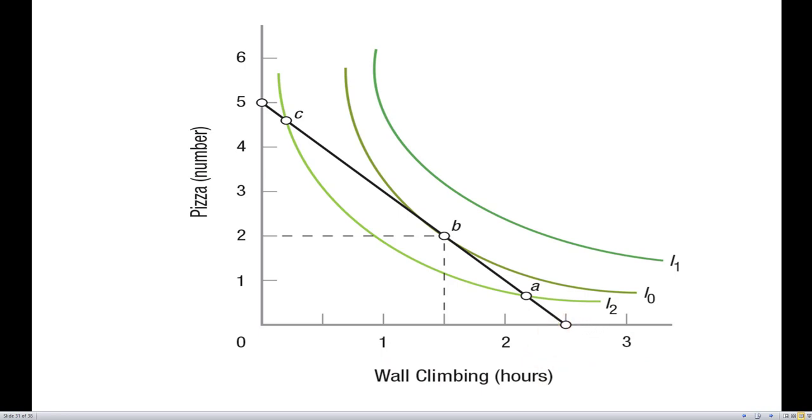So what do you think is going to be the optimum consumption bundle for this particular consumer? Is it going to be at point A, is it going to be at point B, or is it going to be at point C, or anywhere else? For our purposes, it's going to be at point B. And why exactly is it going to be at point B?